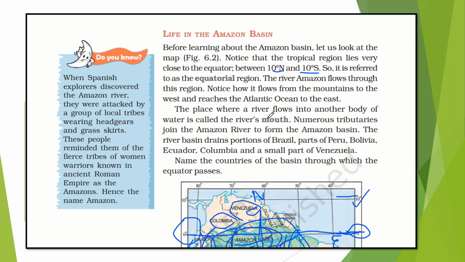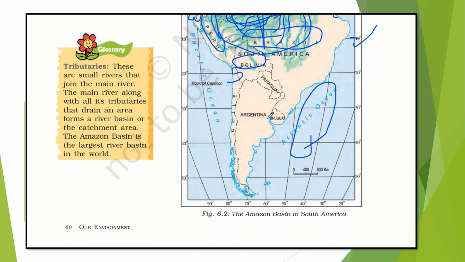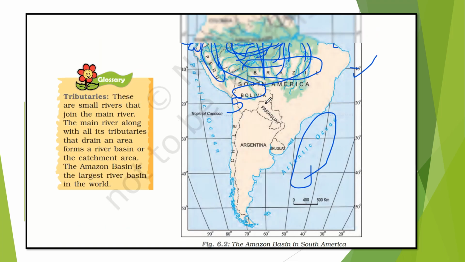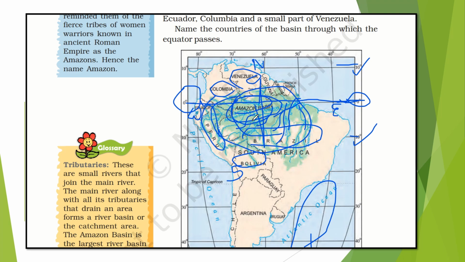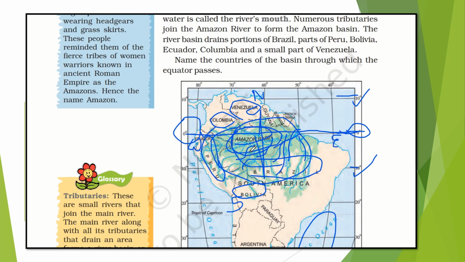Numerous tributaries join the Amazon River to form the Amazon basin. What are tributaries? Tributaries are the small rivers which join main rivers. The main river with all its tributaries that drain an area forms a river basin, and that area is known as a river basin. Here we are understanding about the Amazon river, so we say Amazon basin.